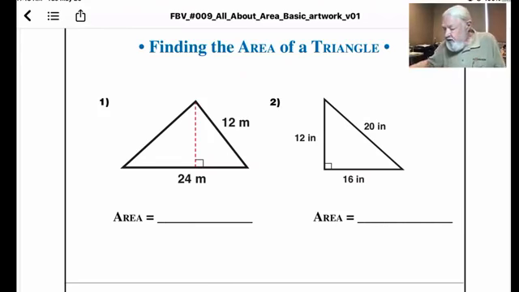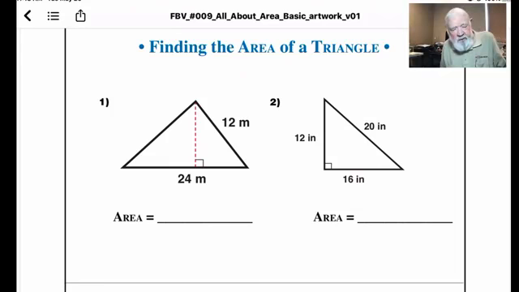So what we're going to do is multiply 12 times 16 and take half of that answer. Again, if you have an even number as one of the numbers, it's a really good idea to just divide that out. So instead of doing 12 times 16, I'm going to take half of 16, which is 8, and then multiply 8 times 12. And again, hopefully you know your times tables. 8 times 12 is 96. And so the answer to this one is going to be 96 square inches. And so that gets us through the triangle.